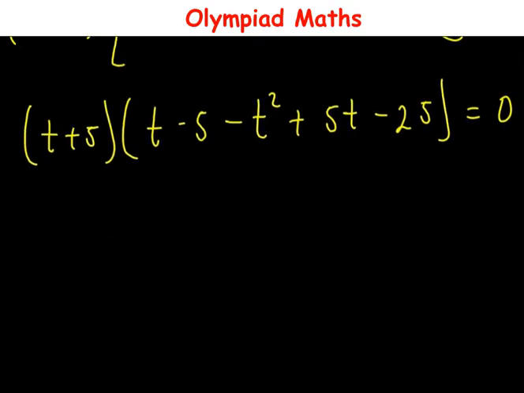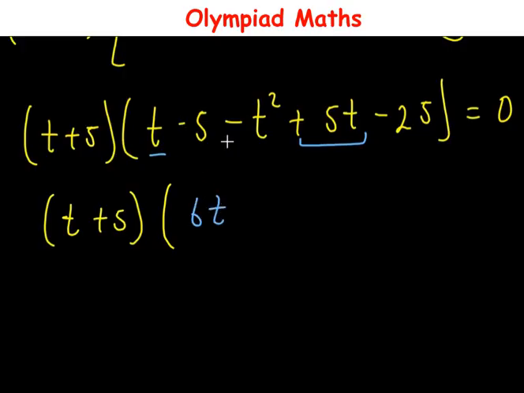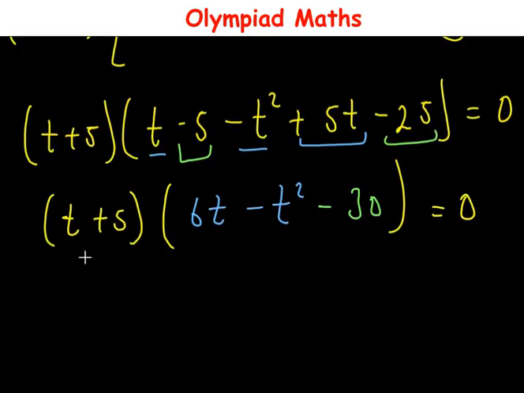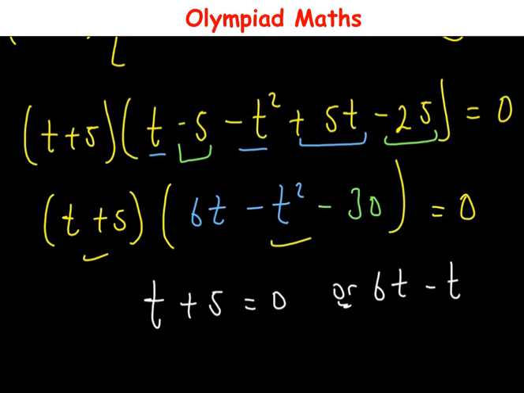So from here, we have in brackets t plus 5 multiplied by, so we have plus 5t plus t, which will give us 6t. Then we have minus t squared, and also minus 5 minus 25, the value is minus 30. Now all of this is equal to 0. Now we can equate this to 0 or equate this to 0. So what we have is this: t plus 5 is equal to 0, or this equation, 6t minus t squared minus 30 is equal to 0.